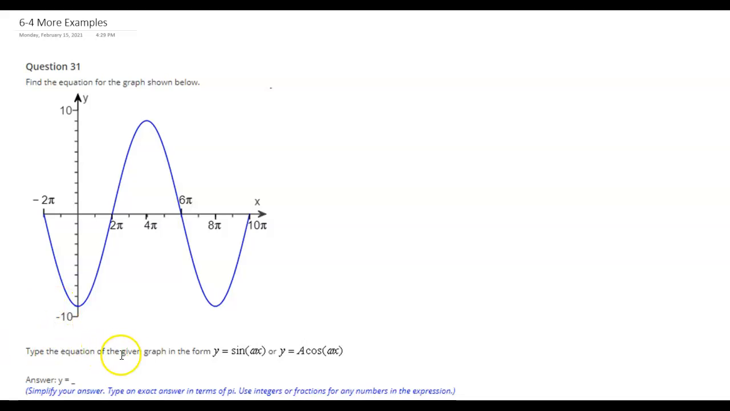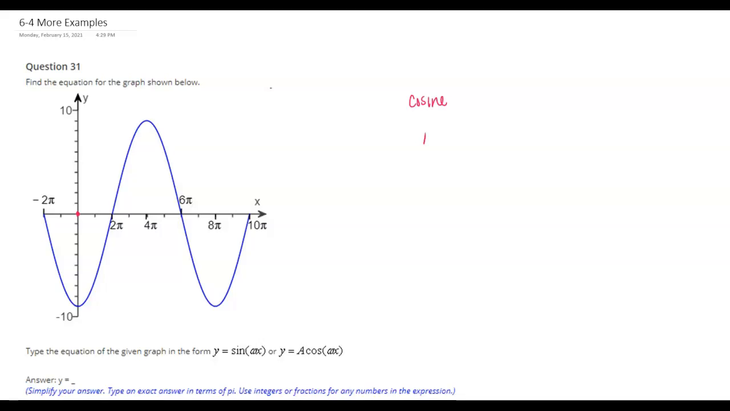And it says, type the equation of the given graph in form y equals sine omega x or y equals cosine omega x. Now the first thing we need to determine is, is this a sine function or is this a cosine function? And to determine that, we need to look at our origin. Here's our origin. If our graph started at our origin, we would say it was a sine graph. However, because it is not starting at our origin, for all intents and purposes at this point, that means it's a cosine graph. So automatically we know we are going to be using cosine.